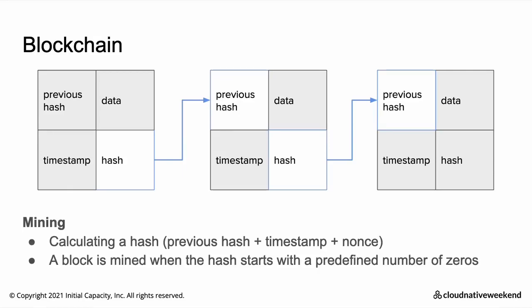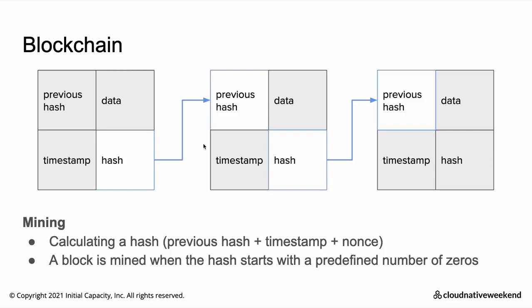So blocks are added to the chain by a process called mining. And mining is really just finding a hash with certain properties. A bunch of different people are competing to get a block in the chain, and this competition, this mining that they're doing to get a block in the chain, is just calculating hashes.